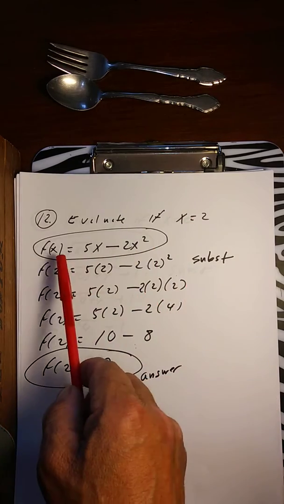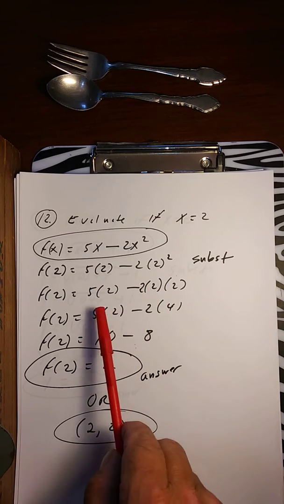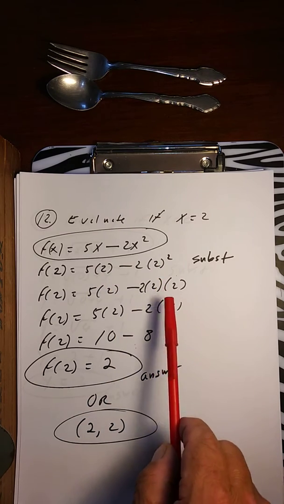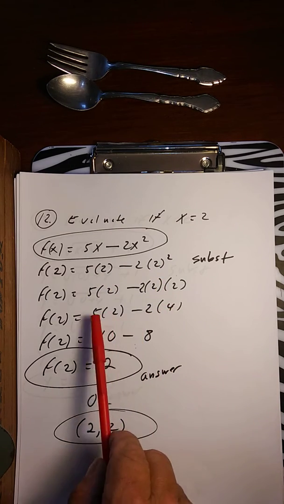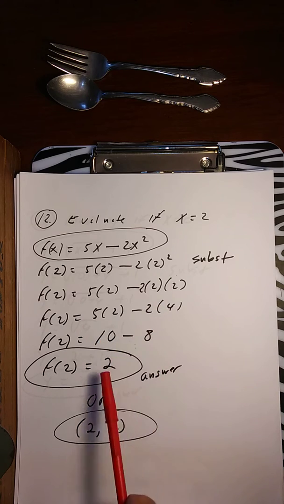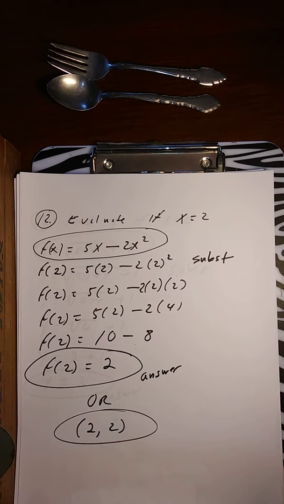Evaluate x equals 2 in this function. Put a 2 in there, put a 2 in there. 5 times 2, 2 squared is 2 times 2. 2 times 2 is 4 times 2. 5 times 2 is 10, minus 8. 10 minus 8 is 2, or 2, 2. Another way.